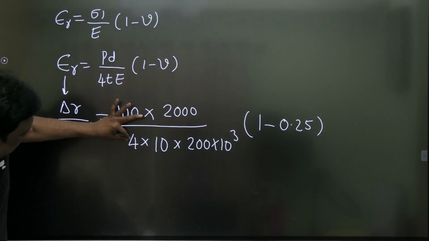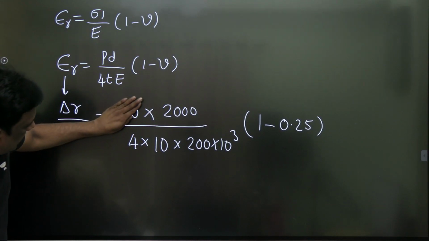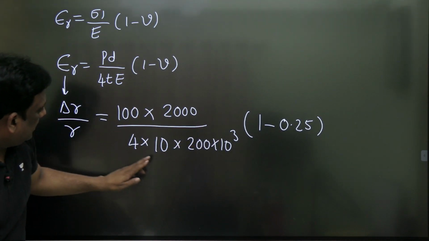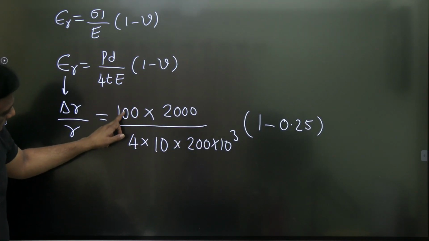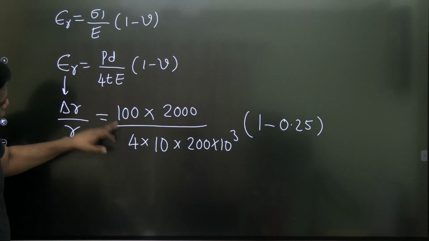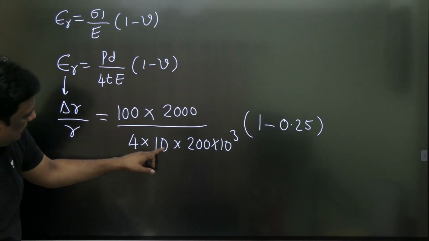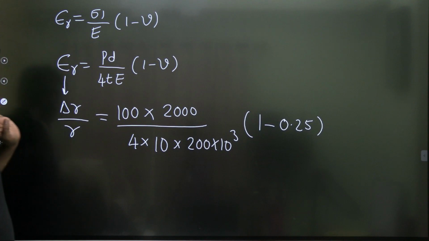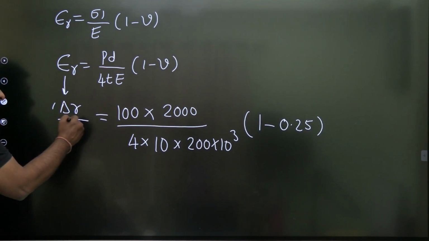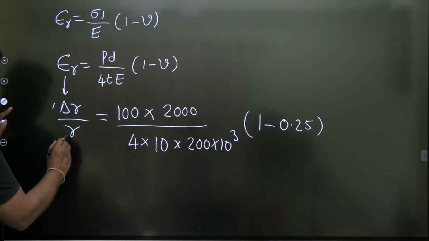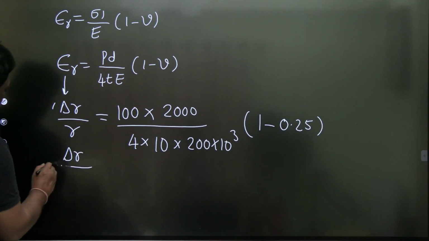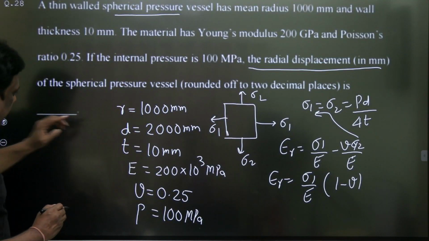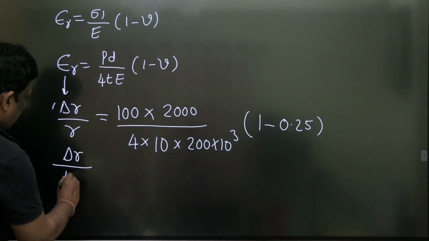Mm, no dimension. Megapascal, megapascal. And look, mm, 4, D by T, megapascal. Okay. Now he is asking what is the radial displacement and what is the original radius, delta R by, what is the original radius? It is 1000. So this is 1000.